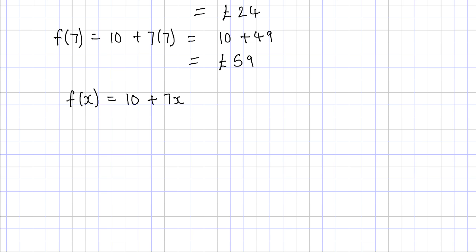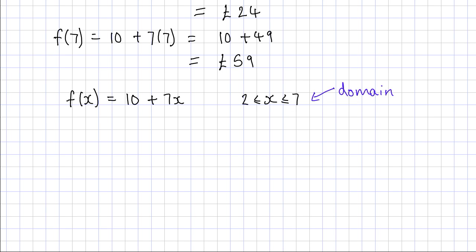So I need to complete my function by writing that this has to take values of 2 is less than or equal to x, which is less than or equal to 7. Now this is what we call the domain of a function. So the domain is the values the function can take, and the values that this function can take are between 2 and 7.